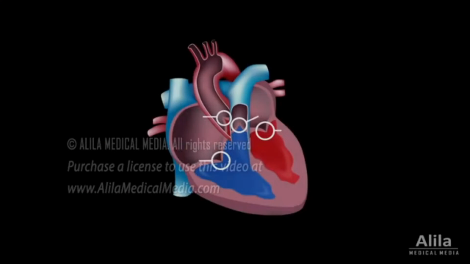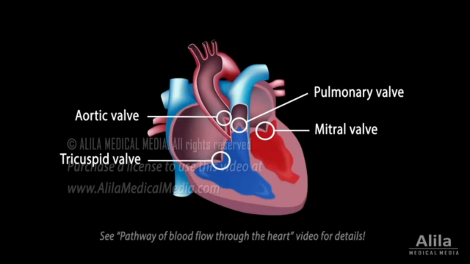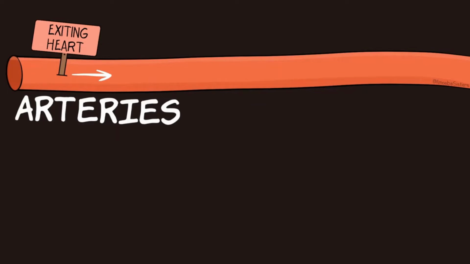The 4 heart valves are the following: the tricuspid valve, which is located between the right atrium and the right ventricle; the pulmonary valve, which is located between the right ventricle and the pulmonary artery; the mitral valve, which is located between the left atrium and the left ventricle; and the aortic valve, which is located between the left ventricle and the aorta. An artery is a vessel that conducts blood from the heart to the periphery.